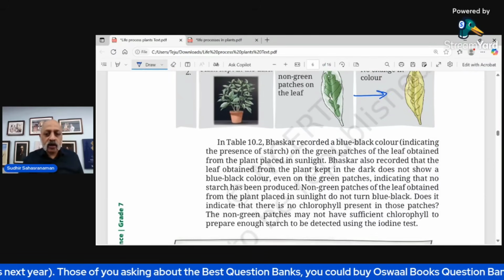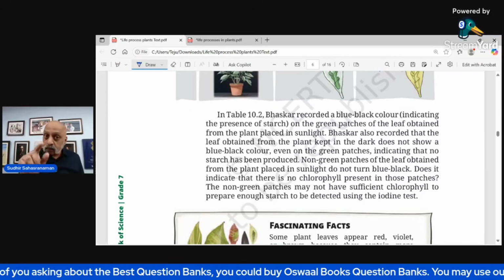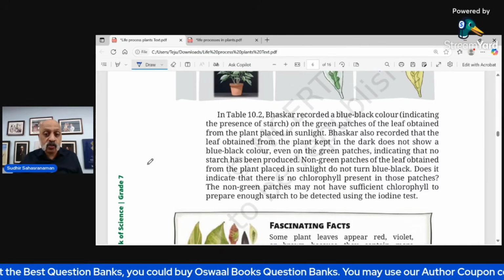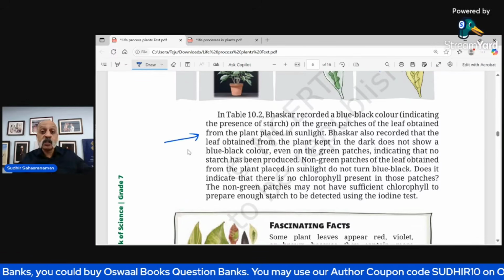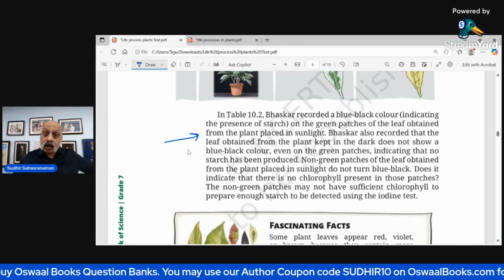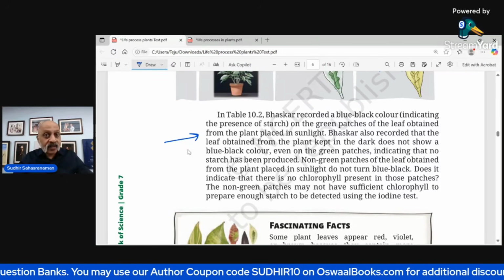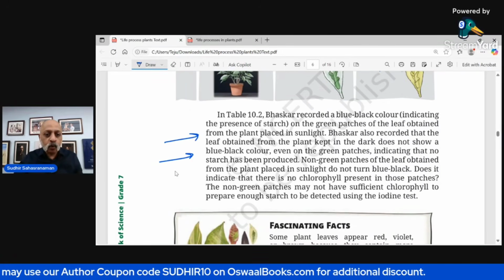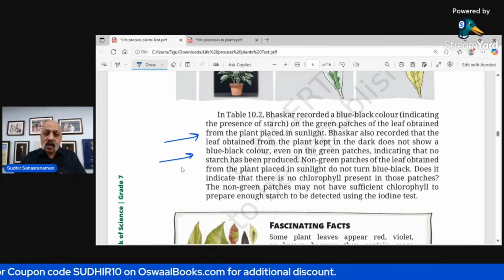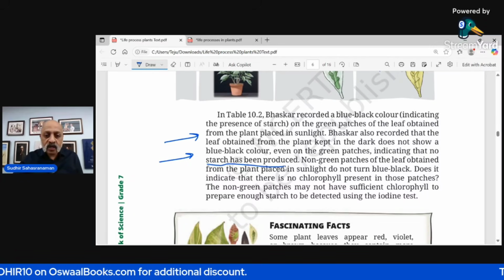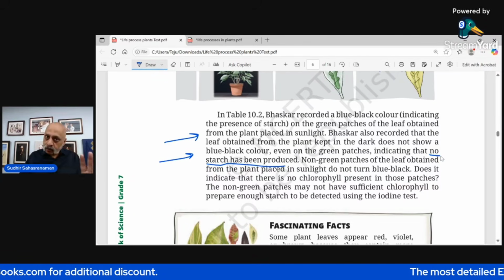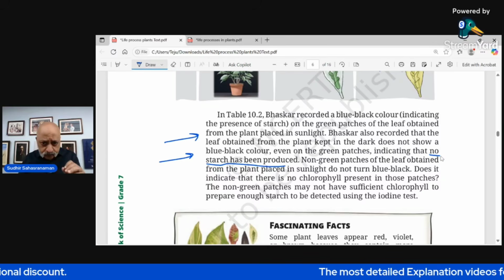So Bhaskar recorded a blue-black color indicating the presence of starch on the green patches of the leaf obtained from the plant which has been placed outside in the sunlight, dhoop mein. But the plant kept in the dark does not show a blue-black color even on the green patches, indicating that no starch has been produced. Important, I hope you have understood.